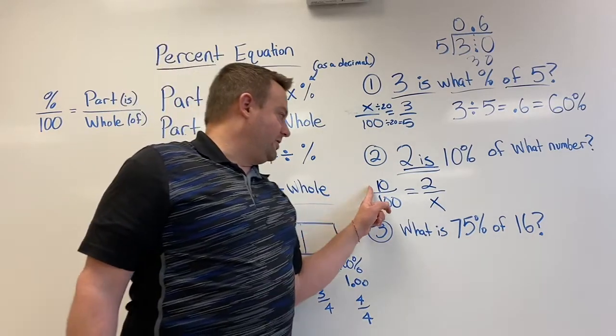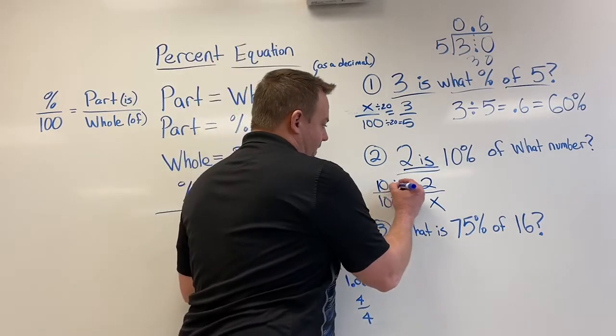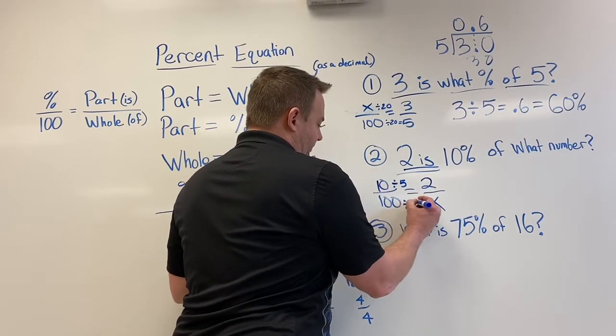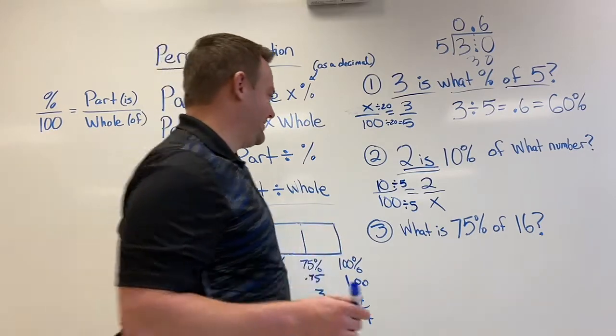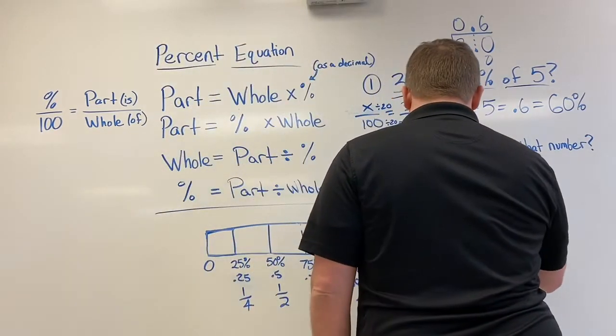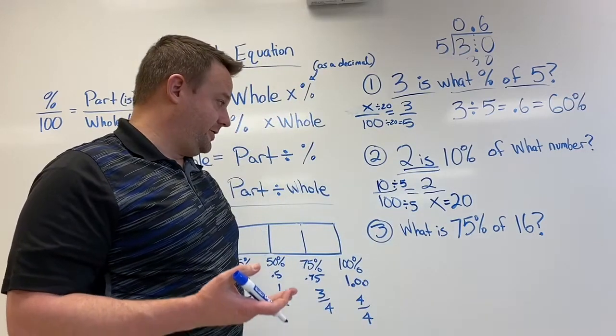So what's the relationship? Did you guys see that it was 5? 10 divided by 5 is 2, and 100 divided by 5 is 20. That's right. So X equals 20. So 2 over 20 equals 10 over 100.